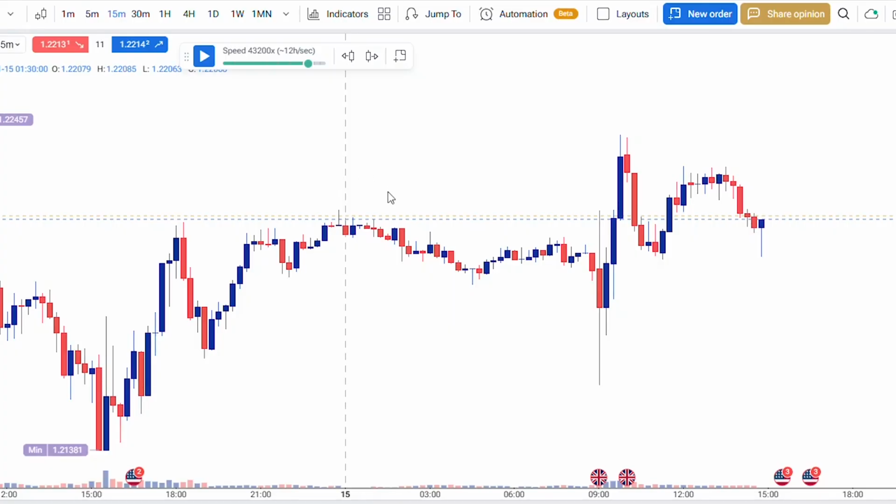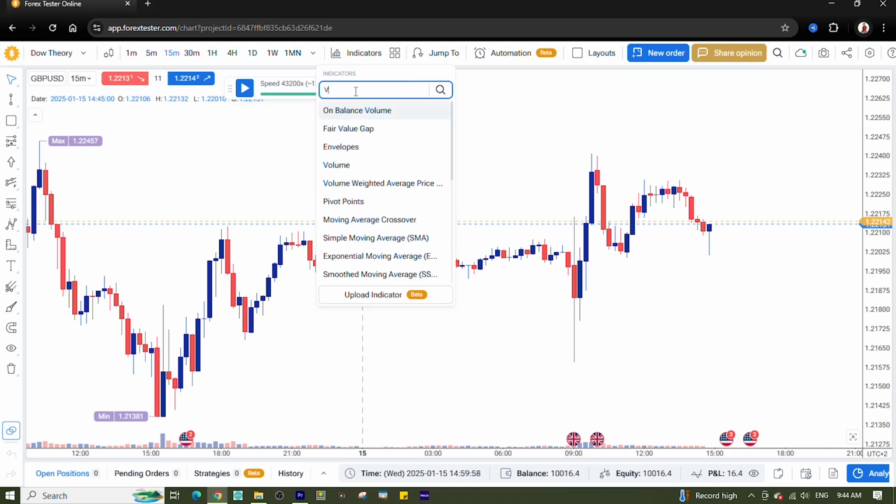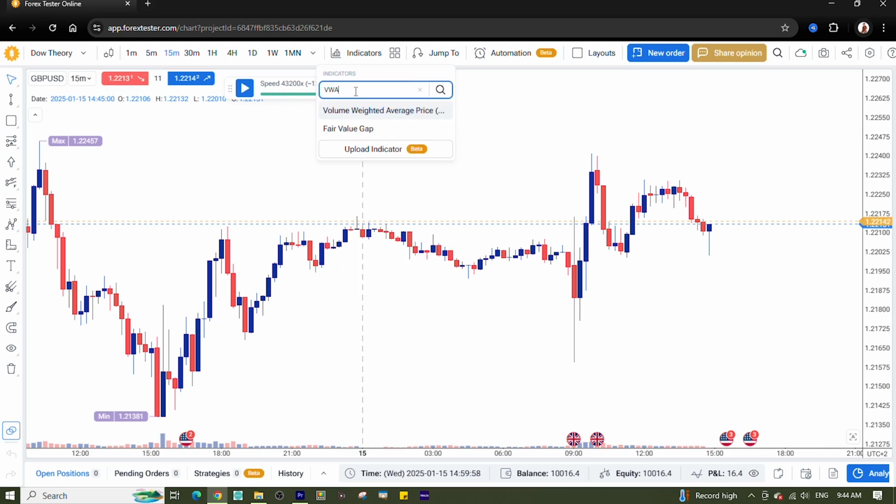For the strategy, we are going to use two indicators and we are going to try and get some reversal trades. The first indicator that we are going to use is called the VWAP indicator. So we go to indicators, find the VWAP, and then add it to the chart.